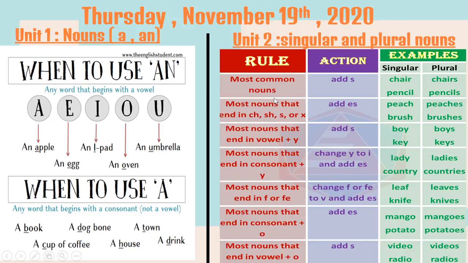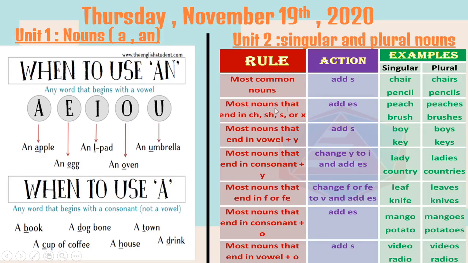Okay, so now let's look at most common nouns. For most common nouns, you just add only s. Example, chair. When you use the singular, we can say a chair, right? But when you use the plural, you need to add s: chairs. Pencil. When you use the singular, you can say a pencil. But when you use the plural, you need to write pencils. You need to add s, right? Now let's move to another one.